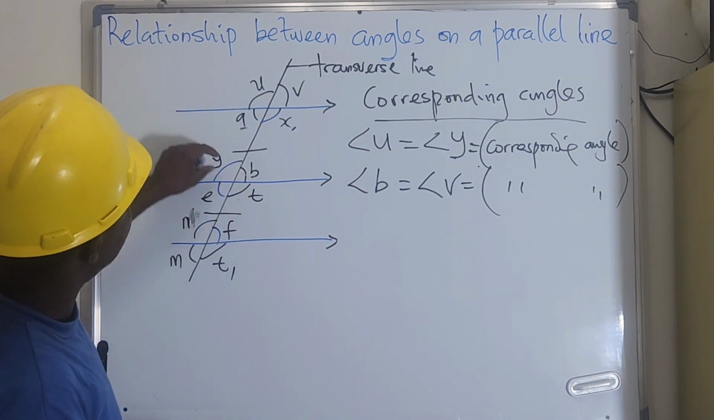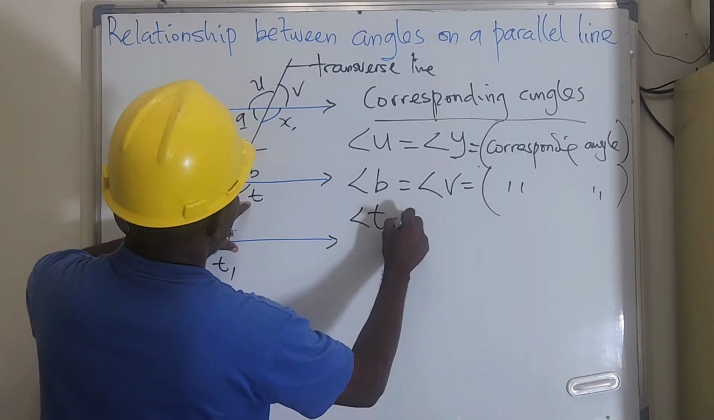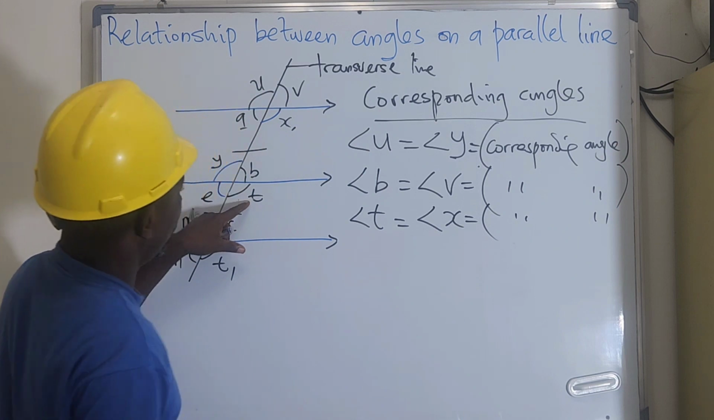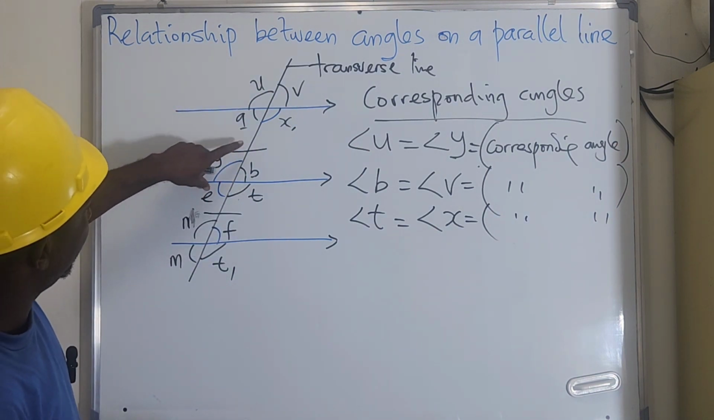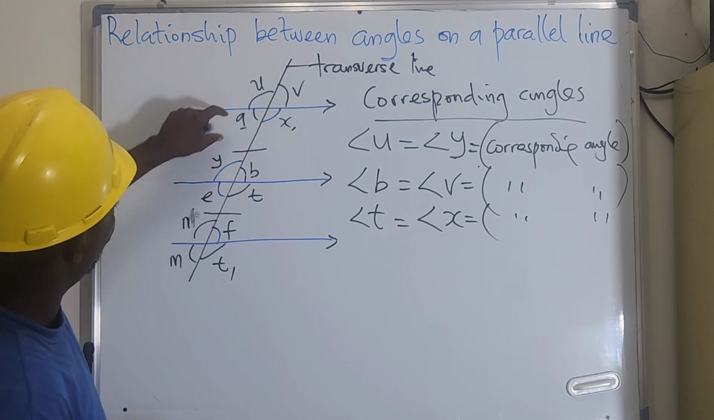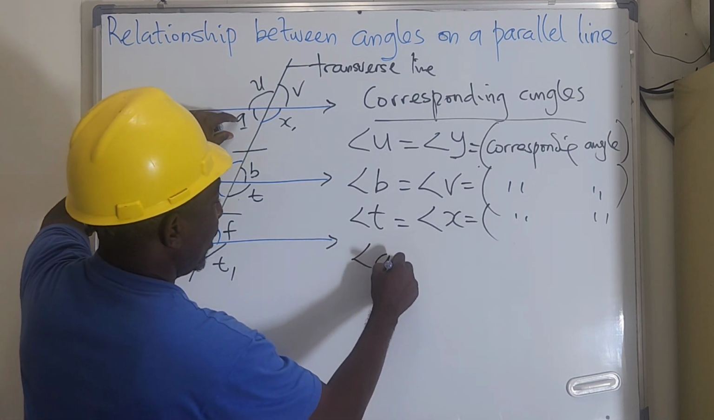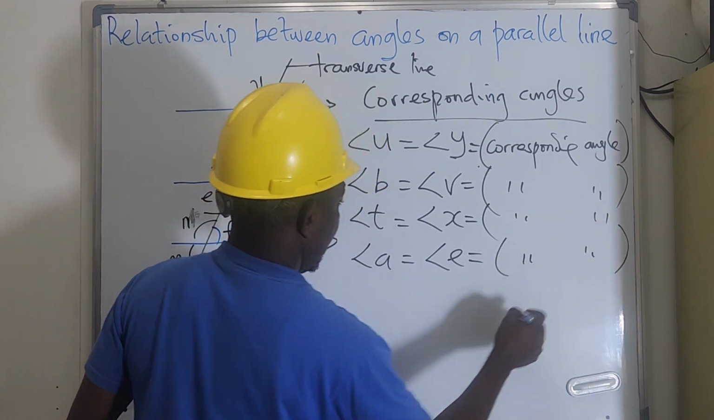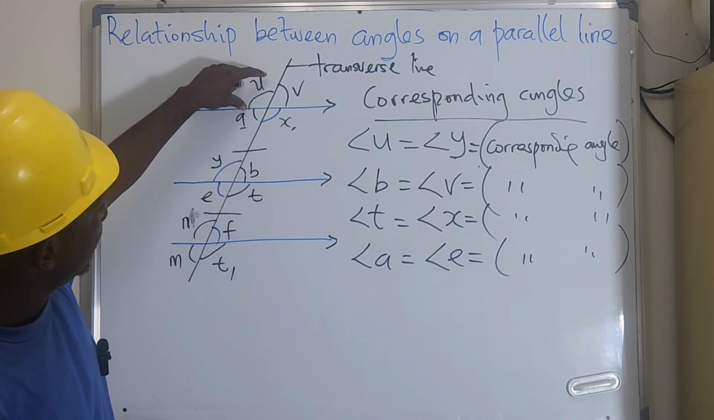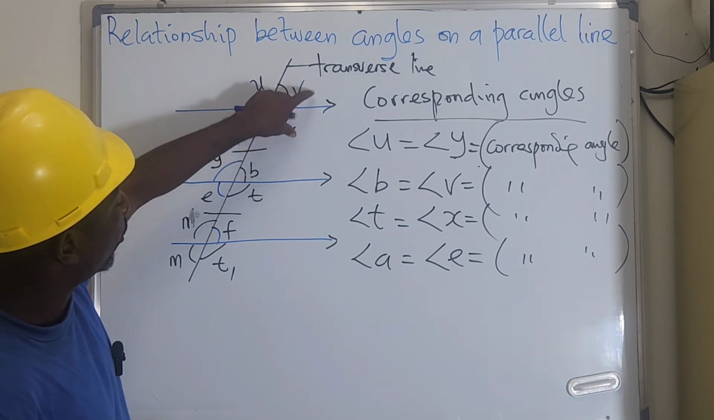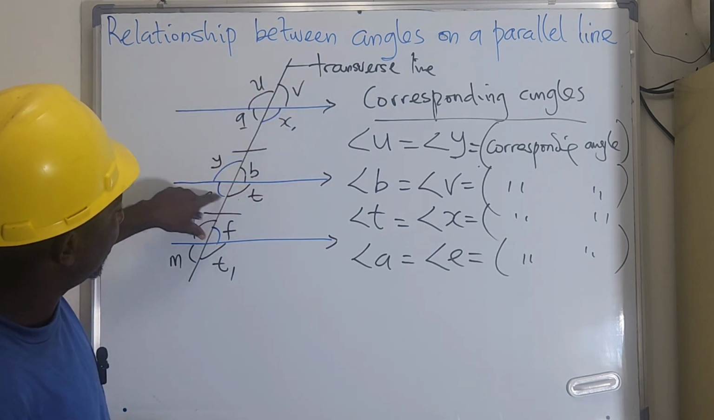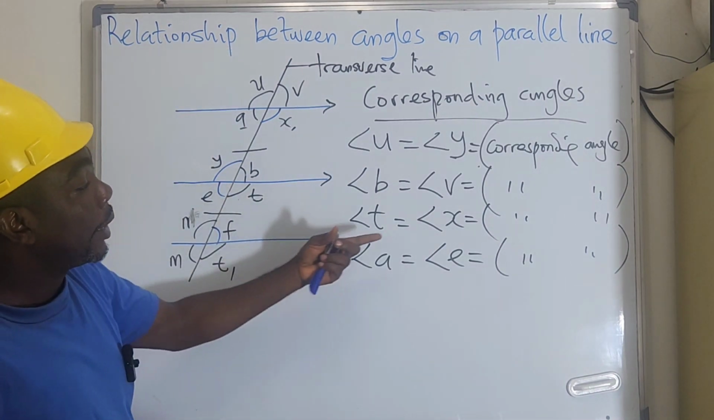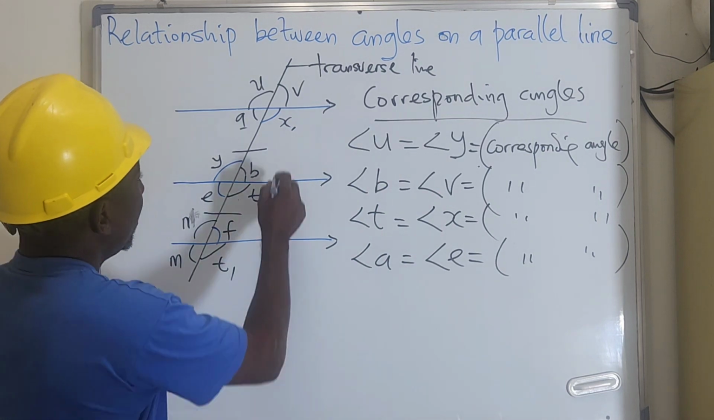The next one is angle T. Angle T here equals angle X, meaning corresponding angles are equal. The next one, which one have we not done? The next one is E. E here will match A, meaning angle A equals angle E, meaning corresponding angles are equal. We can see that this angle, where the transverse line cuts across the parallel line, is the same thing as we have here. When this angle equals this angle, the corresponding angles are equal.